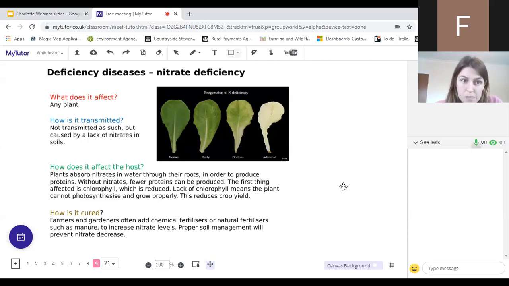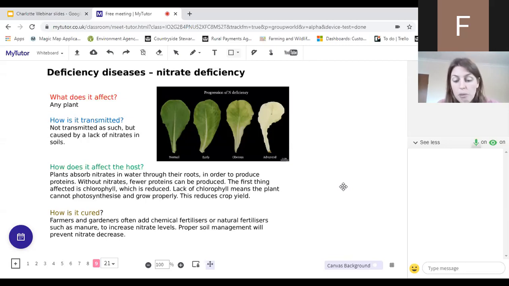How is it cured? So farmers and gardeners often add chemical fertilizers or natural fertilizers, such as manure, to increase nitrate levels. So nitrate is a molecule, and it's present in manure in particular. That's the natural way that our soils would be fertilized.